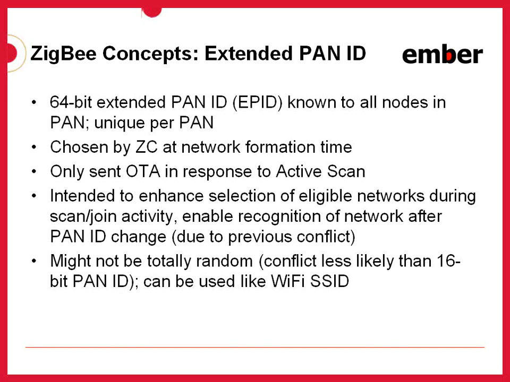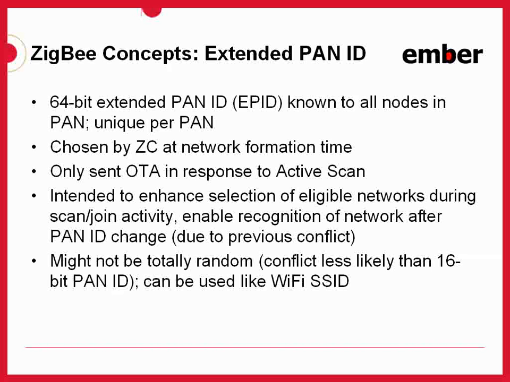It's only sent over the air during what's called an active scan, when nodes are soliciting the network for devices in the area. And it's also a useful factor in allowing you to select a network. So if you are on the other side of the story and you're trying to come into a network rather than form one, you might wonder, how do I tell which networks are available?